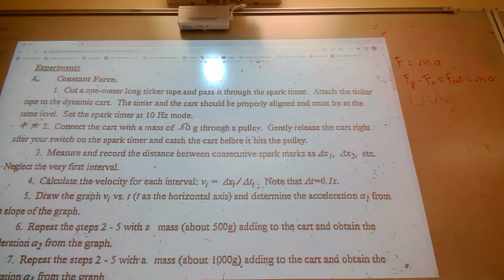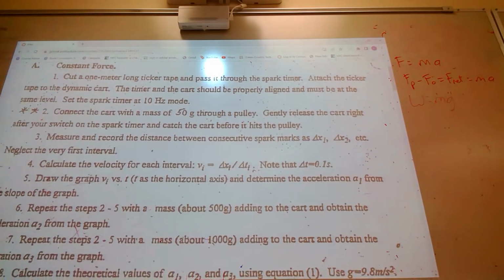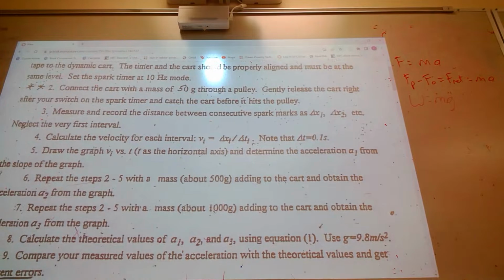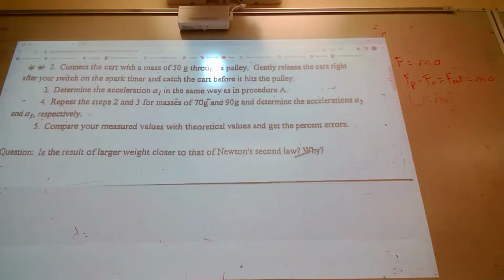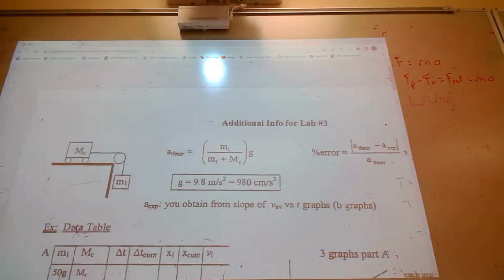Now, just like before, you're going to get your delta x. All right. Now, let's talk about those are your 3 experimental. Now, we're going to skip ahead right now, go to the next page to talk about the theoretical for this.